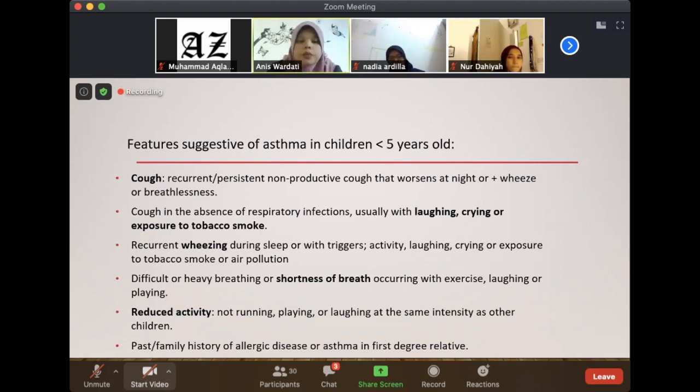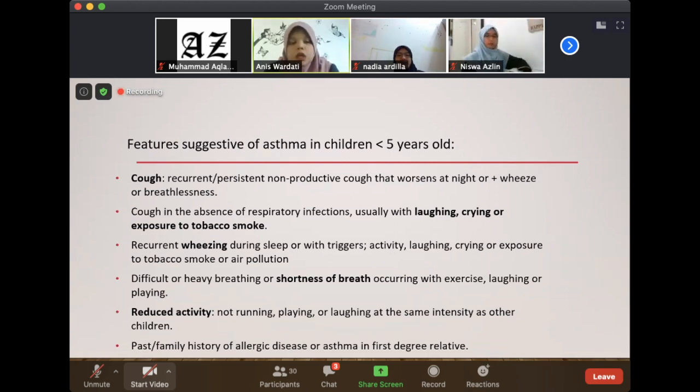For example, cough, which is suggestive if increased, and also breathlessness. The cough is usually in the absence of infection. Usually the cough is associated with laughing, crying, or any exposure to smoke. The children can also have recurrent wheezing, either during sleep or associated with triggers, for example, when they are doing activities, playing around, or laughing with their friends or family, or crying, or if there is any exposure to smoke.